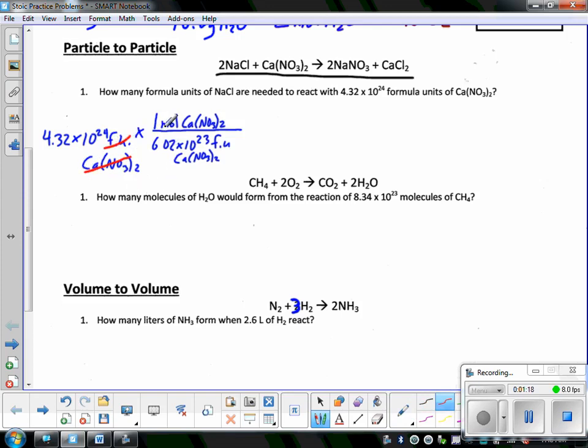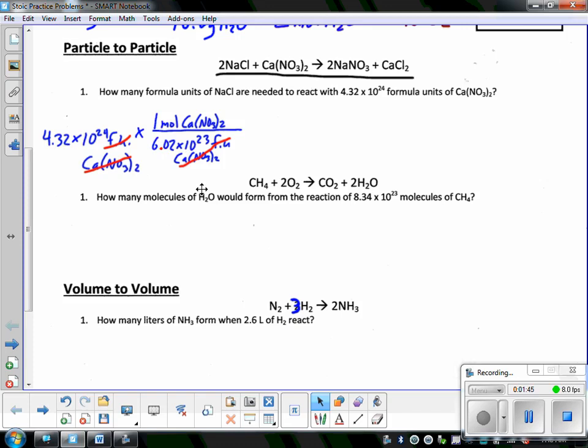So in every 1 mole, there is Avogadro's number, right? 6.02 times 10 to the 23rd formula units. So when that cancels out, you now would take 4.32 times 10 to the 24th divided by 6.02 times 10 to the 23rd, right, that's going to get you the number of moles of your calcium nitrate.